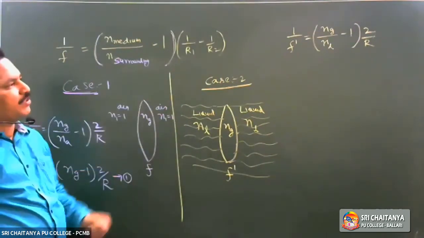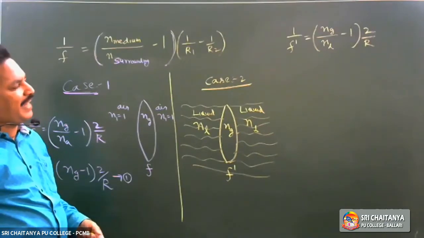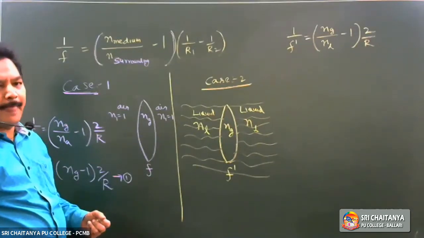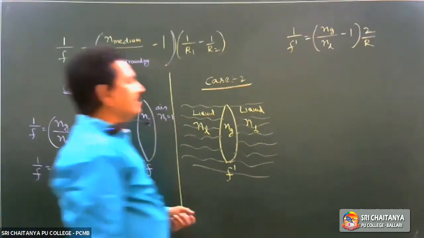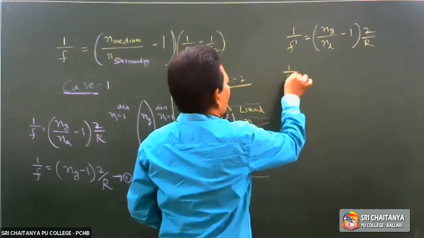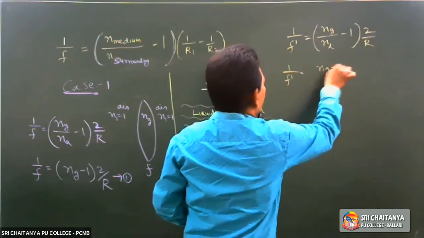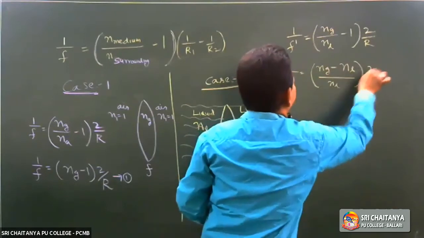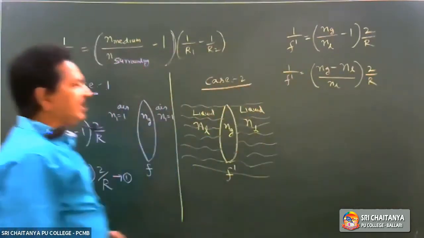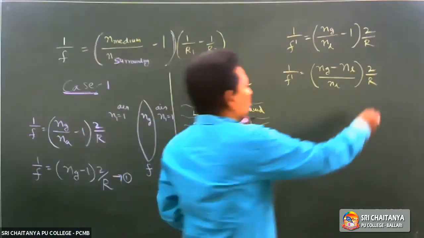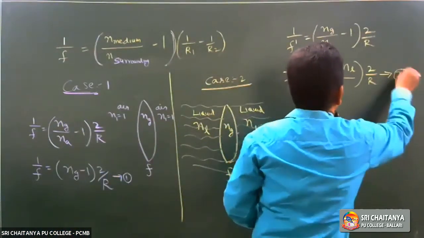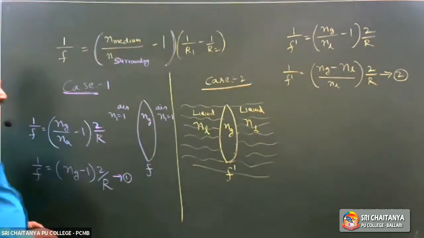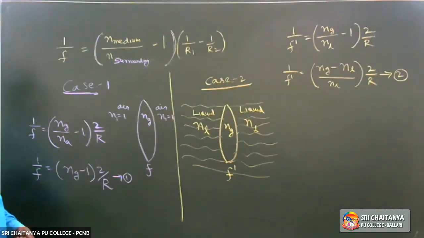1 by f dash is equal to (Ng by Nl minus 1) into 2 by r. Take LCM. 1 by f dash is equal to ((Ng minus Nl) by Nl) into 2 by r. This is equation number 2, for the lens dipped inside a liquid. Important concept.